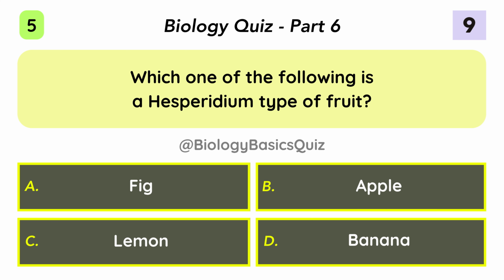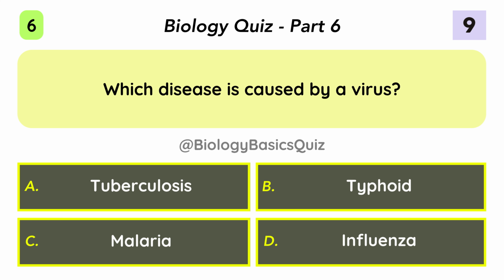Which one of the following is a Hesperidium type of fruit? Lemon. Which disease is caused by a virus? Influenza.